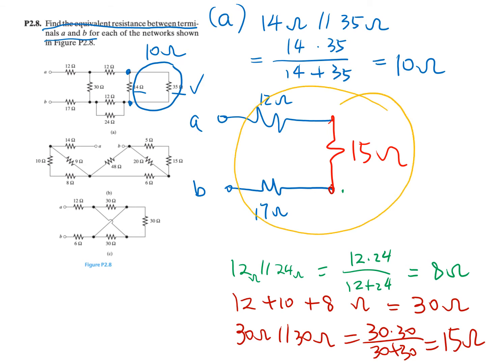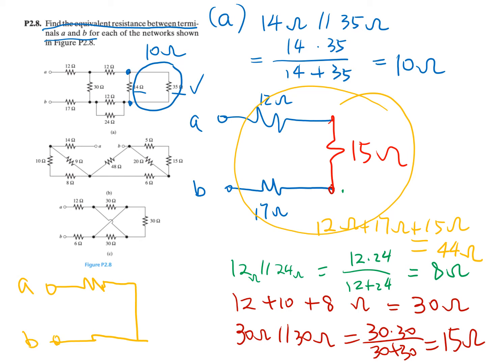So all of these three are in series. So that's 12 ohm plus 70 ohm plus 50 ohm is equal to 44 ohm. So the whole circuit can be simplified as one resistor between A and B to be 44 ohm. So that's our equivalent resistance. Req is equal to 44 ohm.